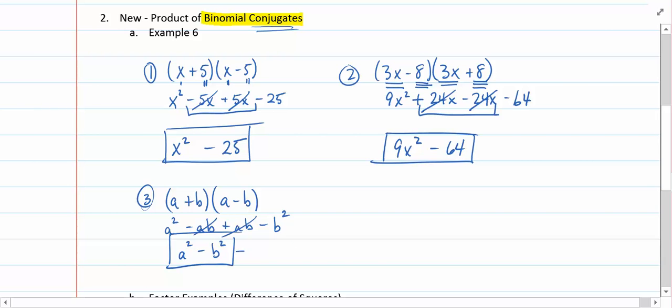This binomial has a special name. Again, it's a binomial. It has two terms, and every single time that we complete this multiplication, the terms will be subtracted from one another. Another name for subtraction is difference, and since each term is a square number, we call this a difference of squares.